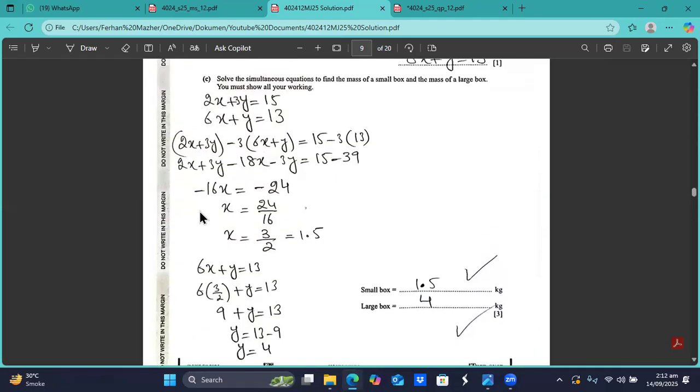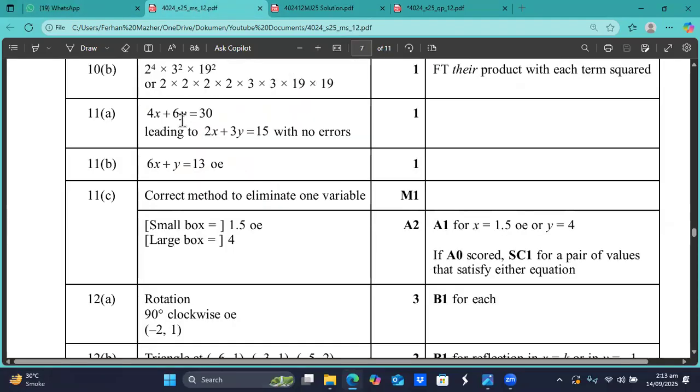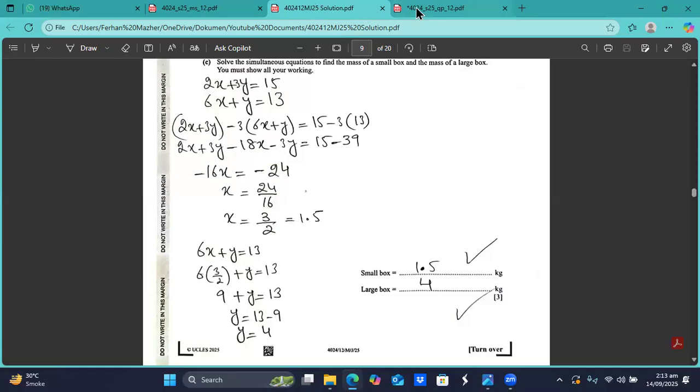So we get the point of intersection. The x value is 1.5, which means the mass of the small box is 1.5 kg. And the y value is 4, which is the mass of the large box, so that is 4 kg. So this is how you do this part, 1.5 and 4. This is how you do question number 11.